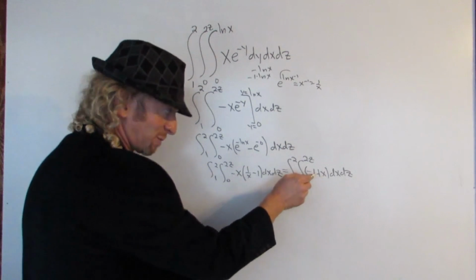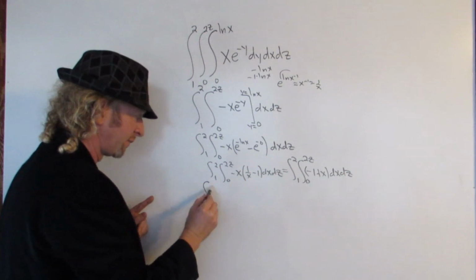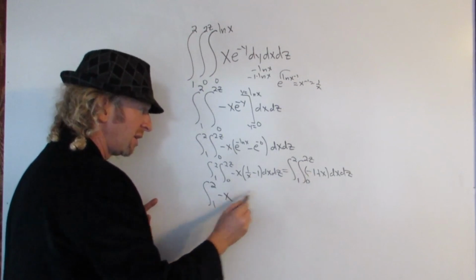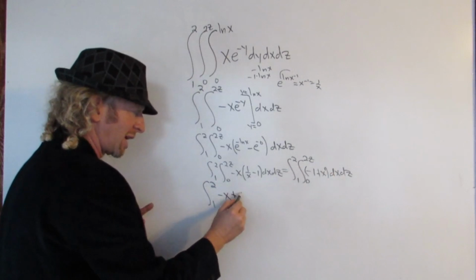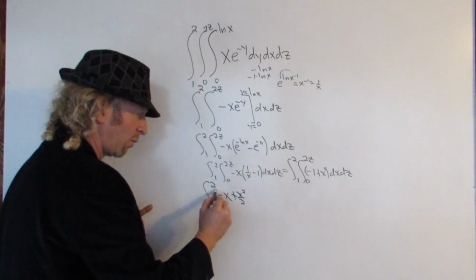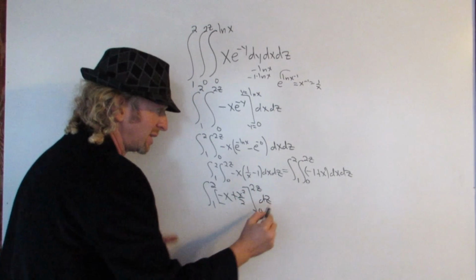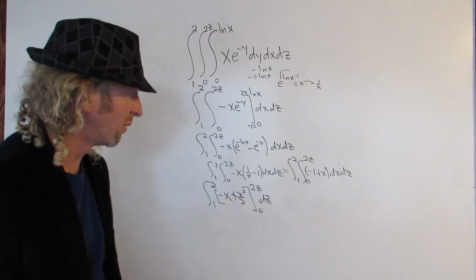We just have to integrate this with respect to x and integrate this with respect to x. We're still going from 1 to 2, we still have this one, and now we drop this one. When you integrate negative 1, you get negative x. When you integrate x, you get x squared over 2, using the power rule. So plus x squared over 2, and we're going from 0 to 2z, and then we have dz. See how we did that? We replaced the integral sign with this notation here, and now we're at dz.